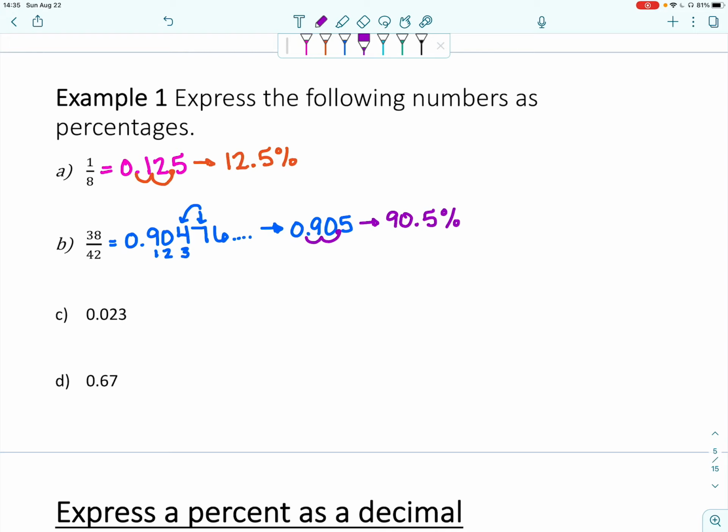And then the last two are more straightforward. So C, we're just going to move the decimal point 1, 2 places. So 0.023 becomes 2.3%. And 0.67, move the decimal point 2 places. That becomes 67%. So taking decimals and fractions and turning them into percentages.